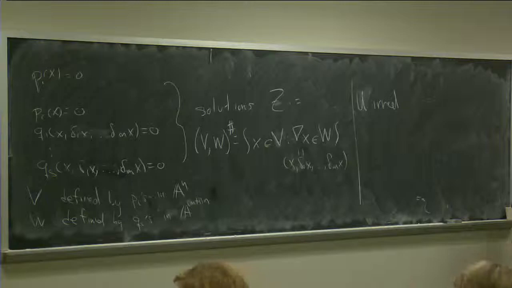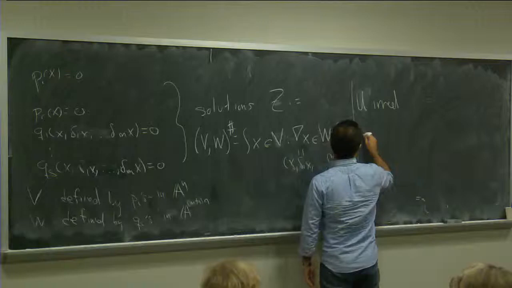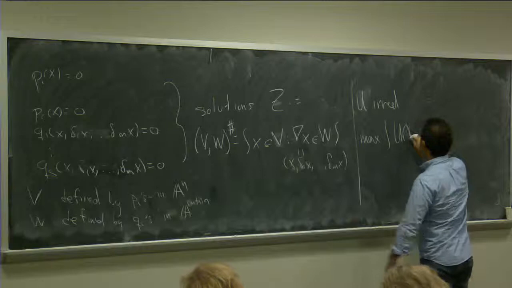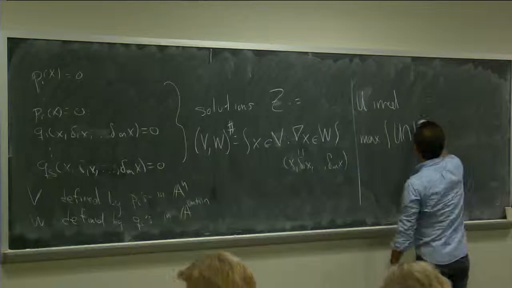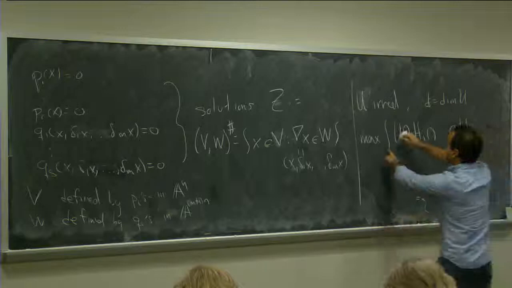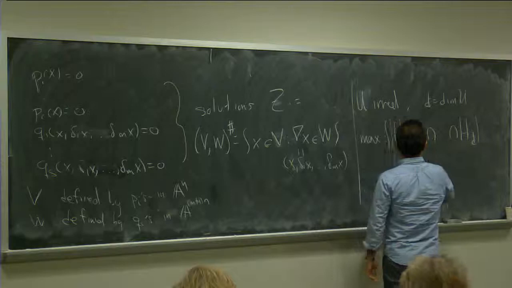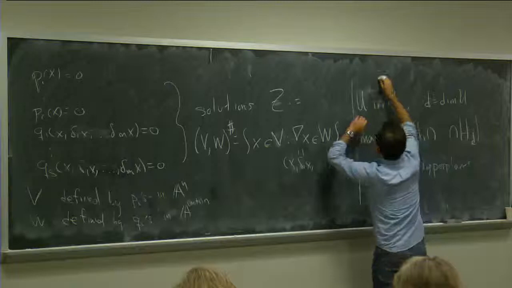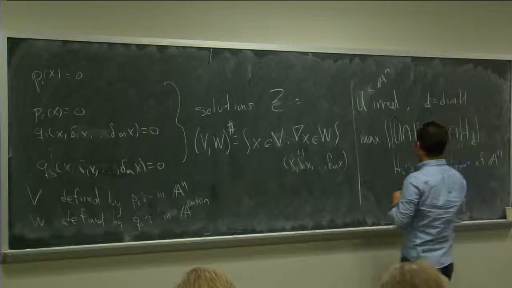How do I compute the degree? There are at least three ways to write what the degree is. This is the one I like; James said another one. I take the maximum of the cardinality of U intersected with H1 through Hk, where k is the dimension of U, the Hi are hyperplanes of A^n, and the intersection is finite.